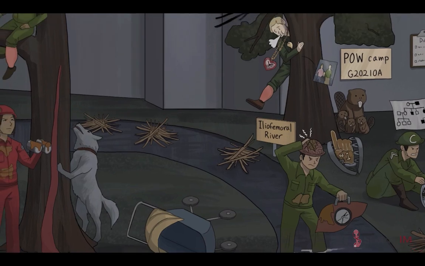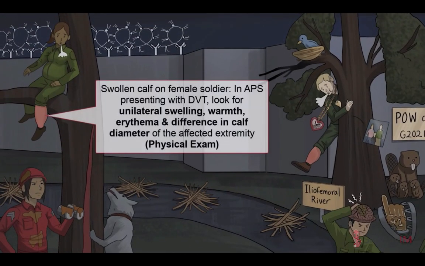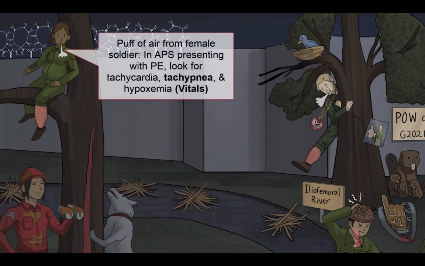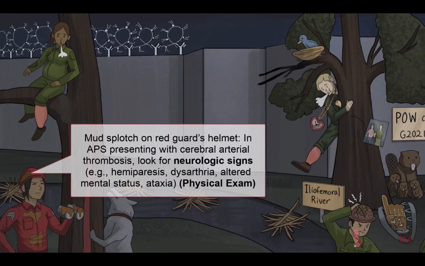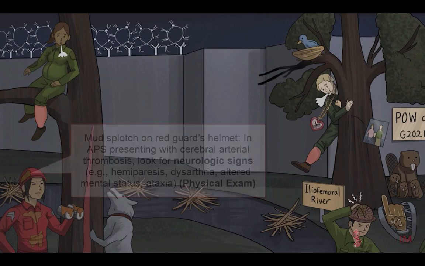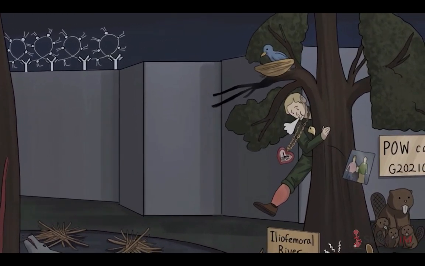Remember that DVTs, the most common manifestation of APS, classically present as unilateral swelling, increased calf diameter, warmth and erythema of the affected extremity, while PE will produce signs like tachycardia, tachypnea, and hypoxemia. Remember to perform a thorough neuroexam looking for signs of cerebral arterial thrombosis, which can present with signs like hemiparesis, dysarthria, altered mental status, and ataxia.